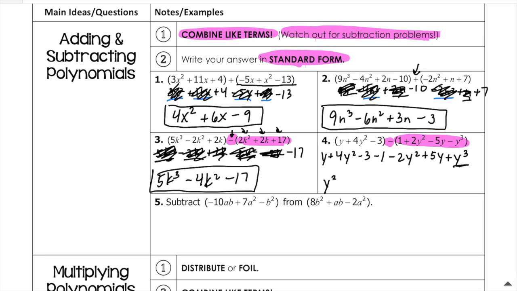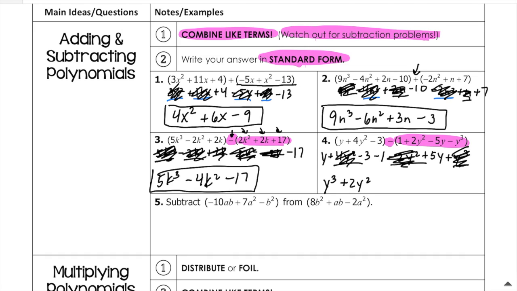So I got y to the third. Going to cancel them out. I like to cross them out. I just feel like it's easier to see everybody else afterwards. Let's see, I got a negative 2y squared and a positive 4y squared. So 4y squared minus 2y squared will give me a 2y squared.